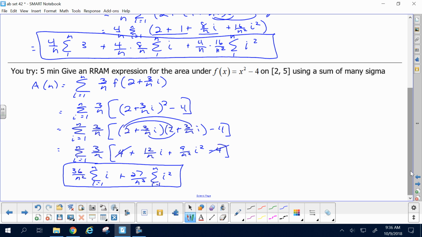You don't necessarily have to have simplified. For example, if you have 3 over n times 12 over n out here, that's fine. Or 3 over n times 9 over n squared, that's fine, as long as it's equivalent. How are we doing? Good? Okay. I'll give you a minute or go on to the next one.